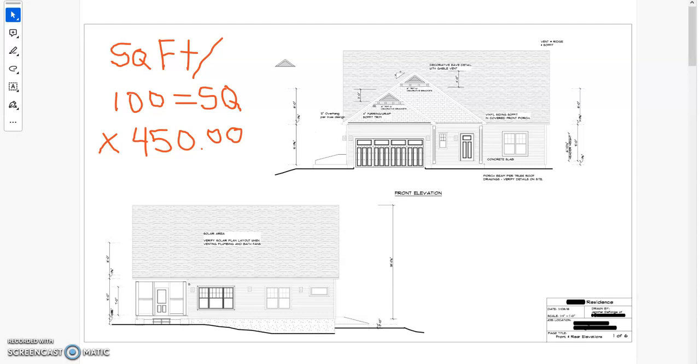Might be even a little bit high. I always like to be a little bit higher on my multiplier number when I'm doing an estimate than to be too short on the number.